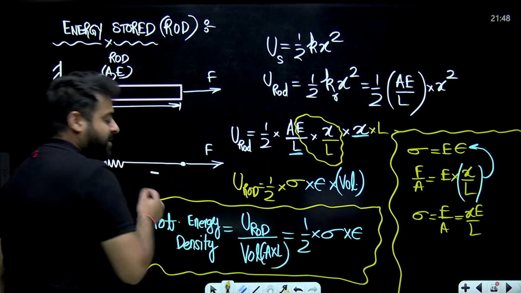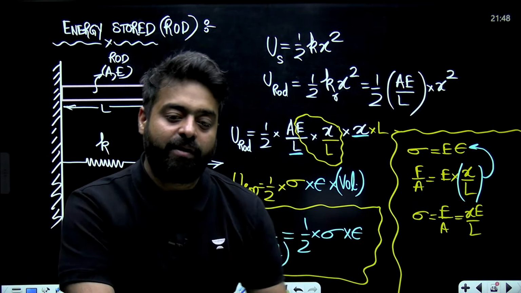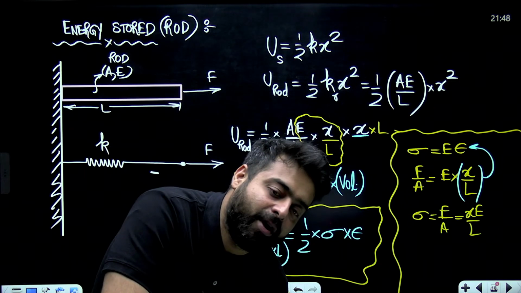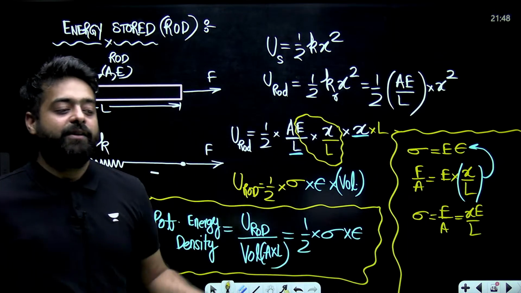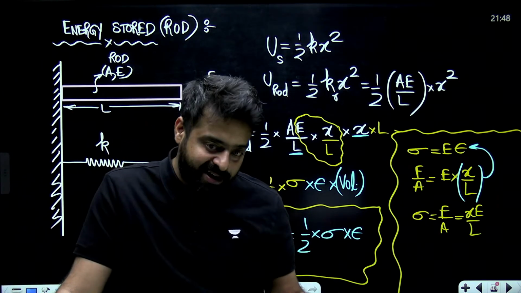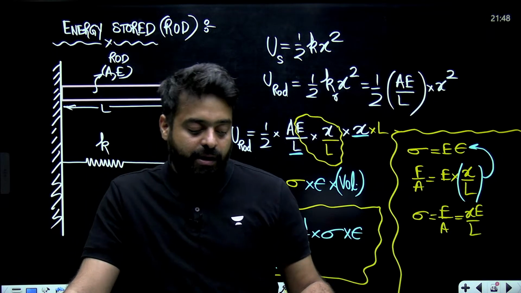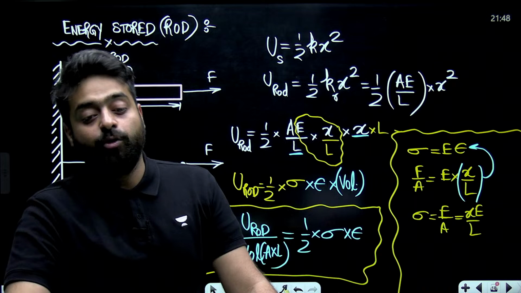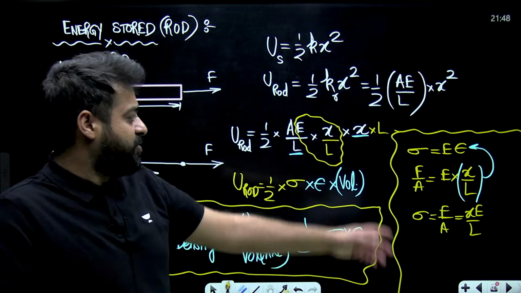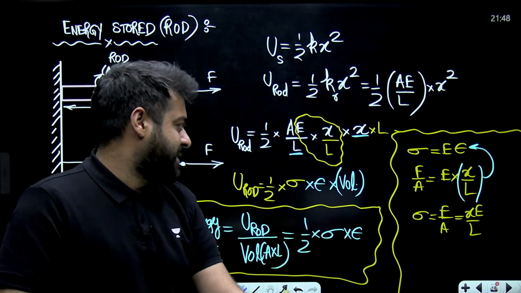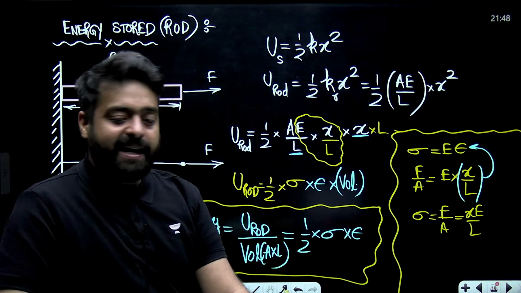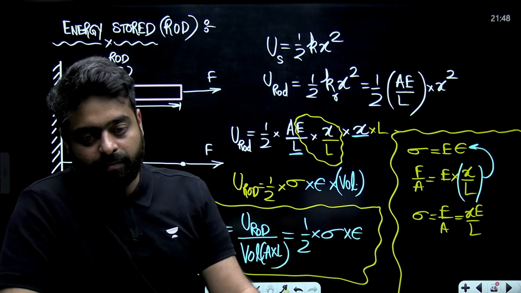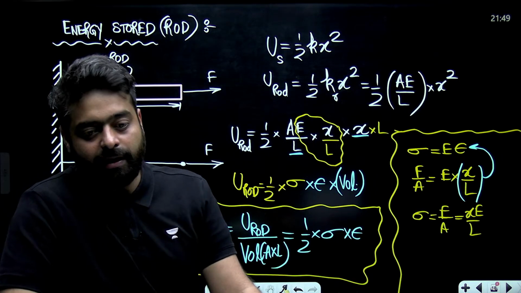And you can derive this equation from the work done equation also. You know what is potential energy? That is the negative of the work done, the integration of F dot dx. So if you put the F value as the stress, which is E x A by L into x, you will get exactly the same value.